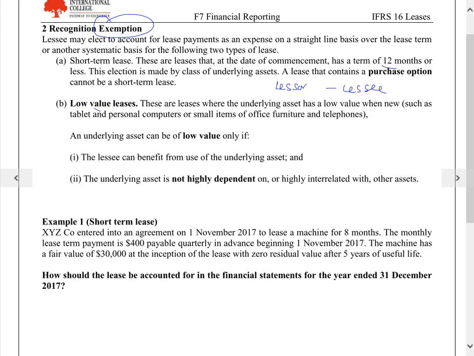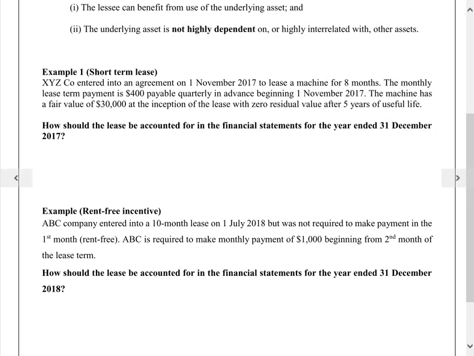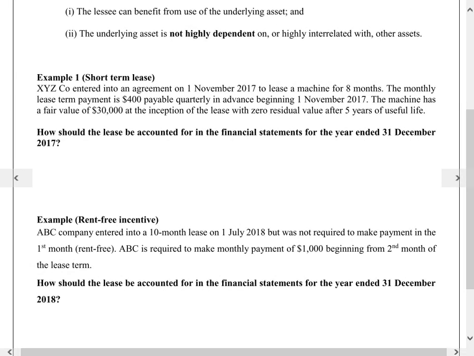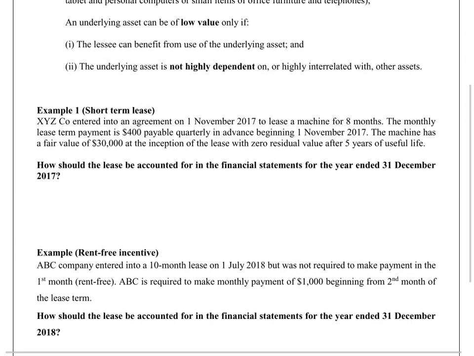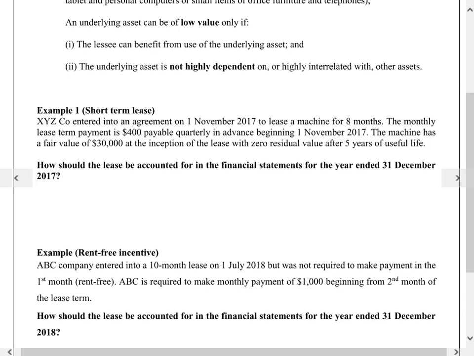Clear? So two conditions. Short-term lease, low value. Short-term, less than 12 months, low value. So we have example 1 here. XYZ enters into an agreement on this date to lease a machine for 8 months. So it's short-term. So if it's short-term, we can treat it as a rental.